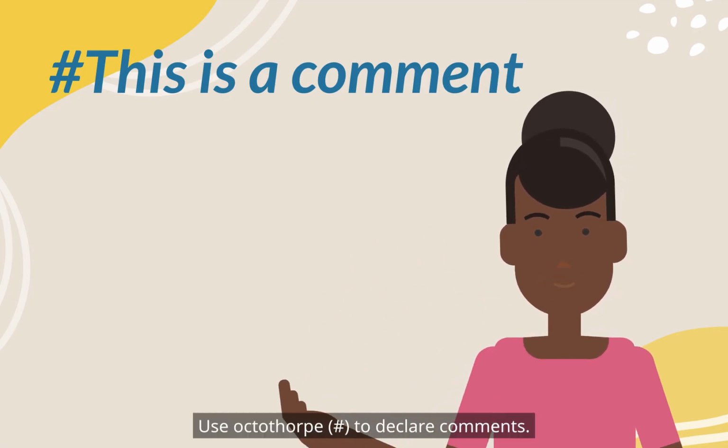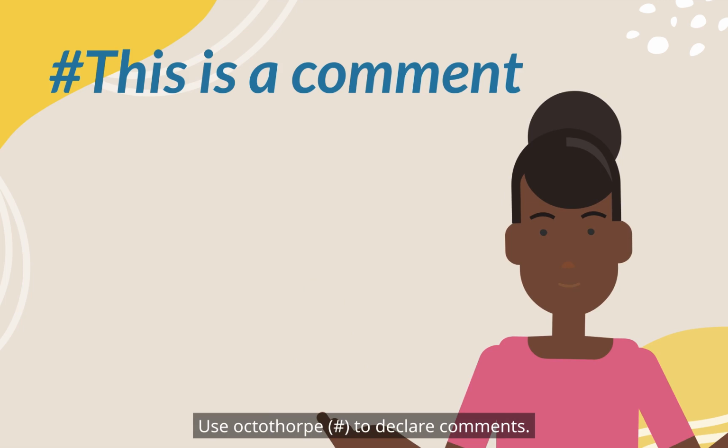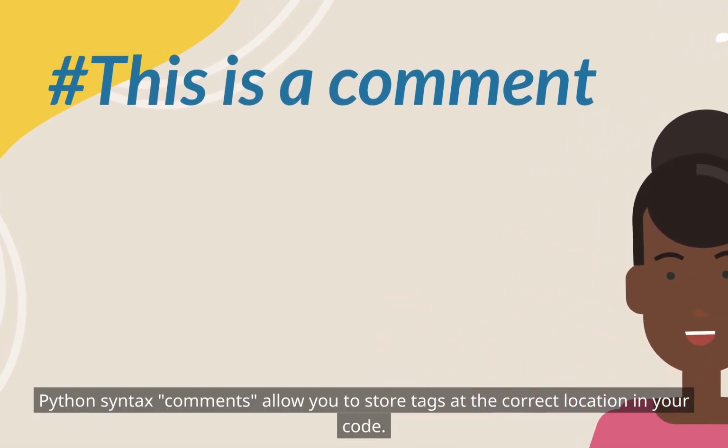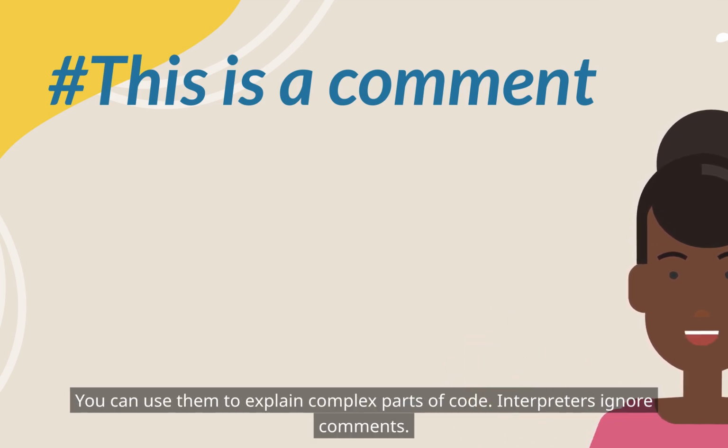Use octothorpe hashtag to declare comments. Python syntax comments allow you to store tags at the correct location in your code. You can use them to explain complex parts of code. Interpreters ignore comments.